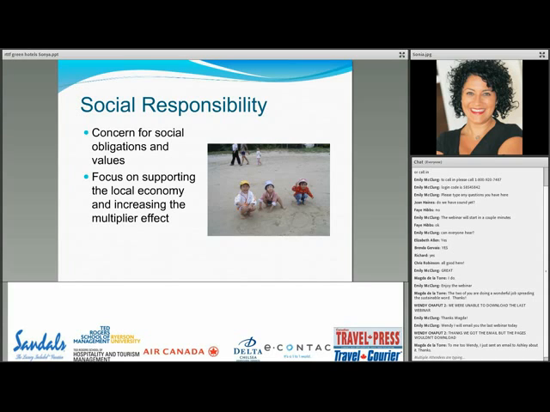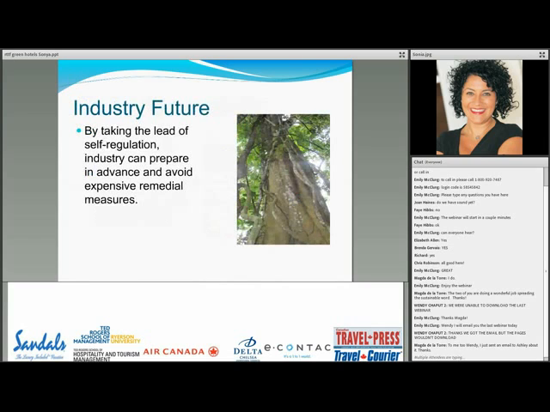And I always thought it was really interesting, when I was doing some of this work, that Holiday Inn tended to attach the level of environmental performance to the general manager's annual report and merit, really ingraining this idea of social responsibility. So I think by hotels taking the lead on self-regulation, they can prepare in advance and avoid expensive remedial measures.